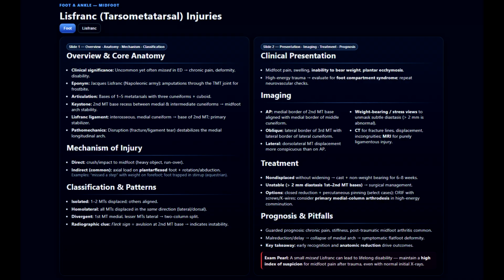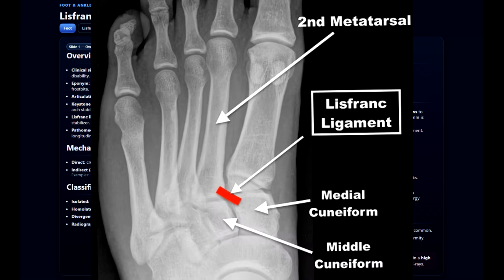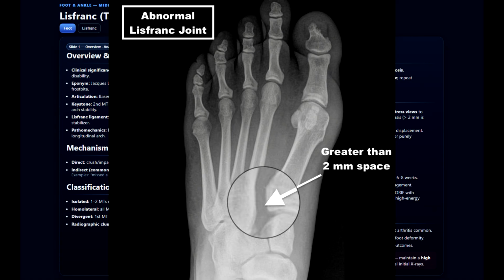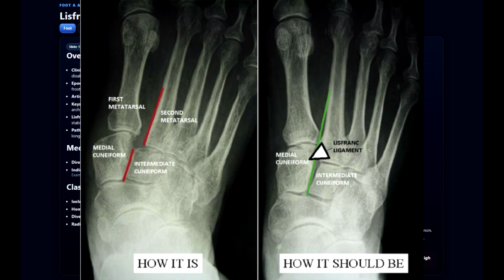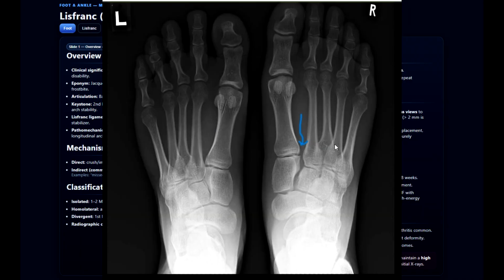Imaging. Standard radiographs include AP, lateral, and oblique views. On the AP view, one should carefully assess alignment between the medial margin of the second metatarsal base and the medial border of the middle cuneiform. A displacement of more than 2 millimeters is abnormal and indicates Lisfranc injury. On the oblique view, the alignment between the lateral border of the third metatarsal and the lateral border of the lateral cuneiform should be checked. Stress views or weight-bearing radiographs can unmask subtle diastasis.